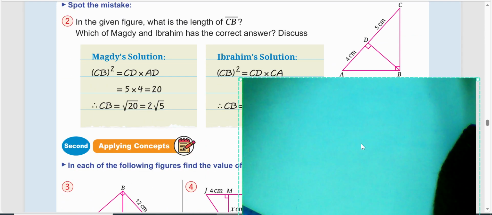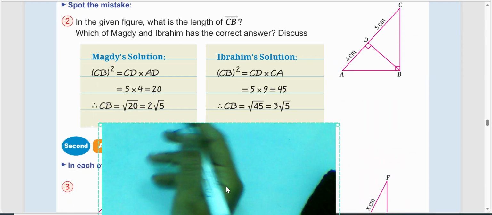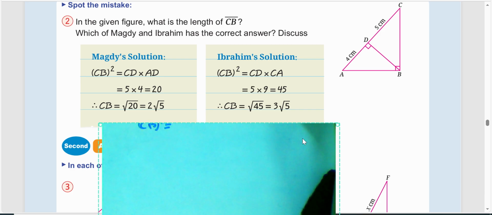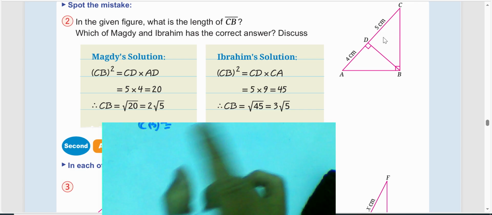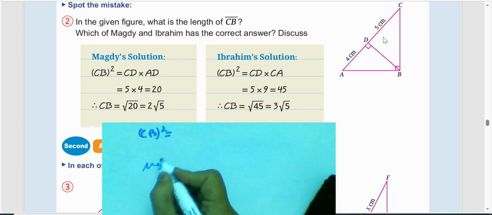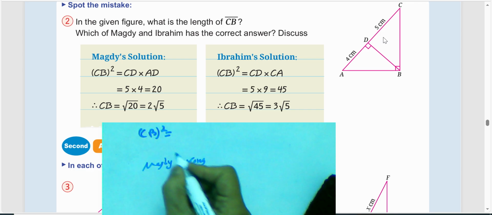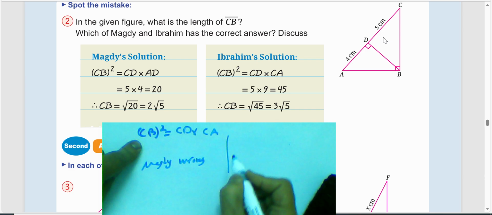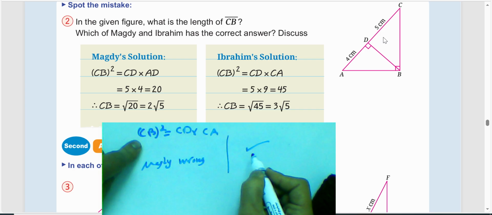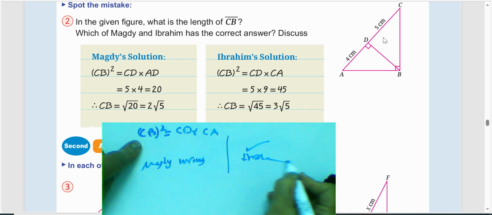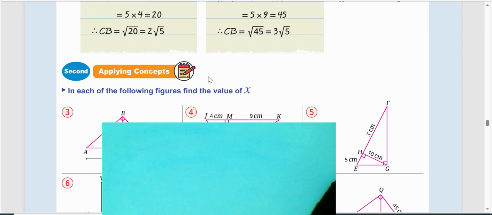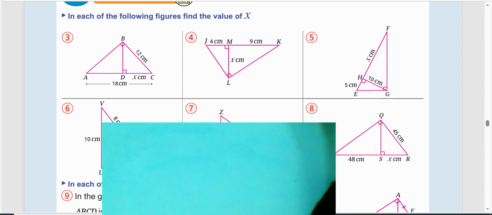Next question. Spot the mistake. We have a mistake here. Magdi's solution and Ibrahim's. Magdi writes CB power 2 equals CD product by CA by ED. No, it's false. Magdi is wrong, because CB power 2 must equal CD product by the hypotenuse CA. And Ibrahim? Ibrahim is correct, but Magdi's solution is false. Choose the following. Find the value of x.